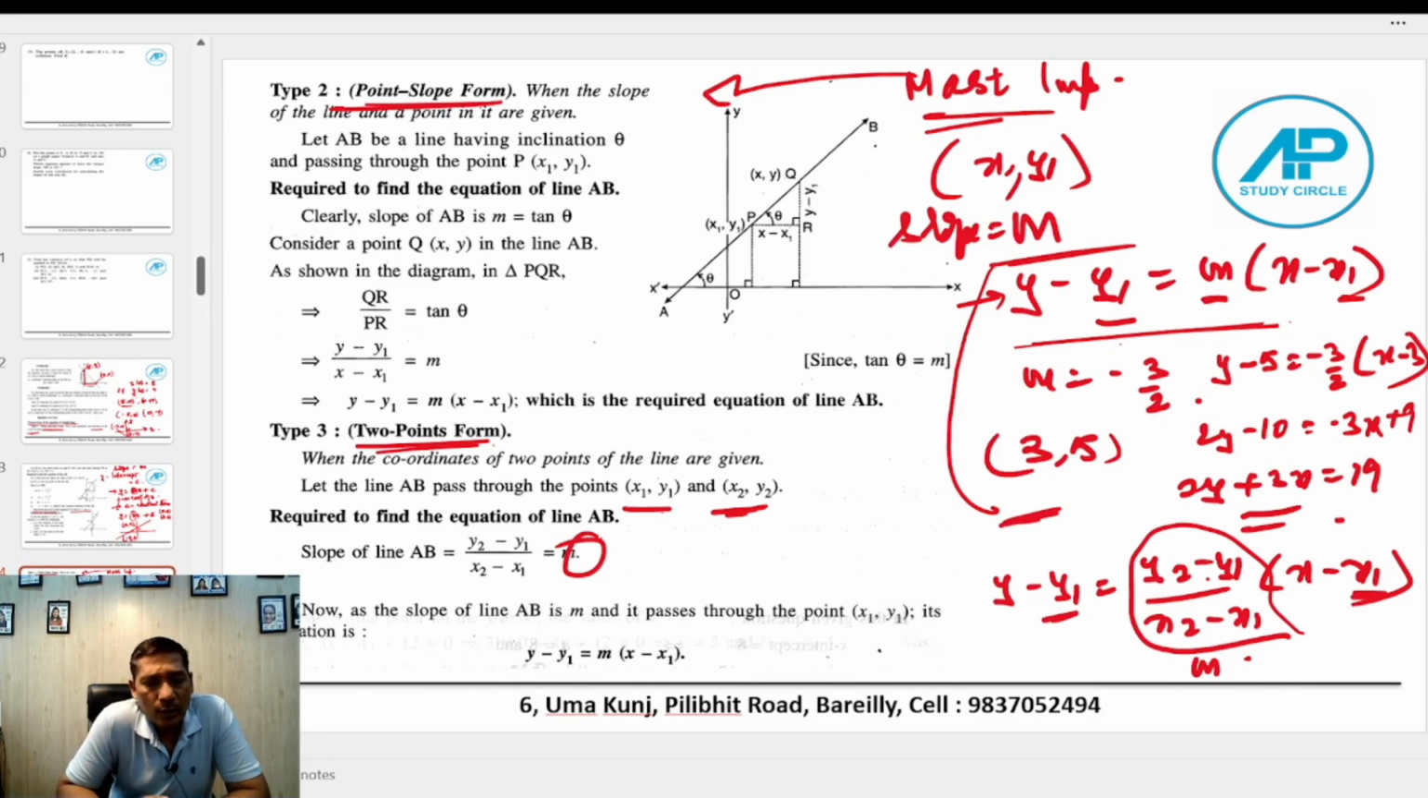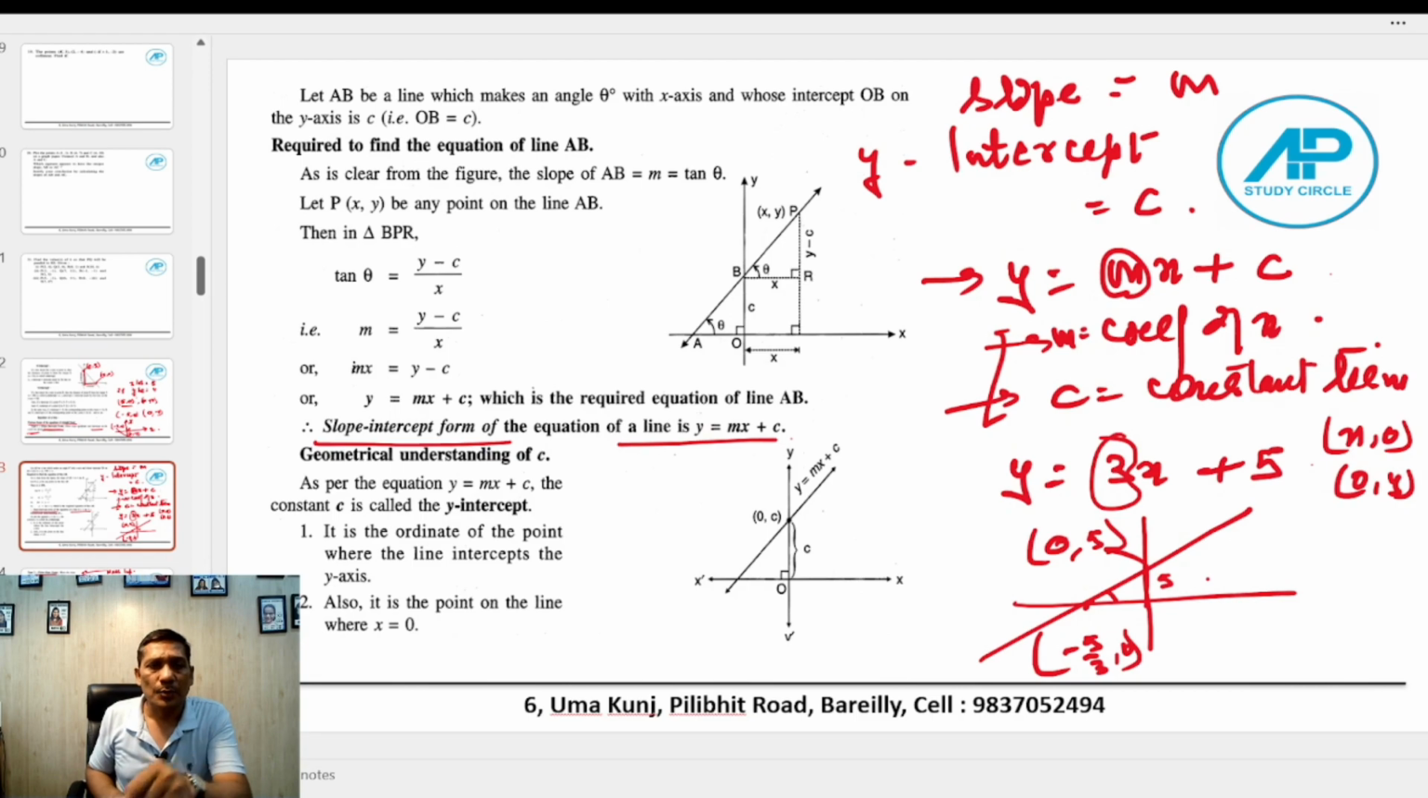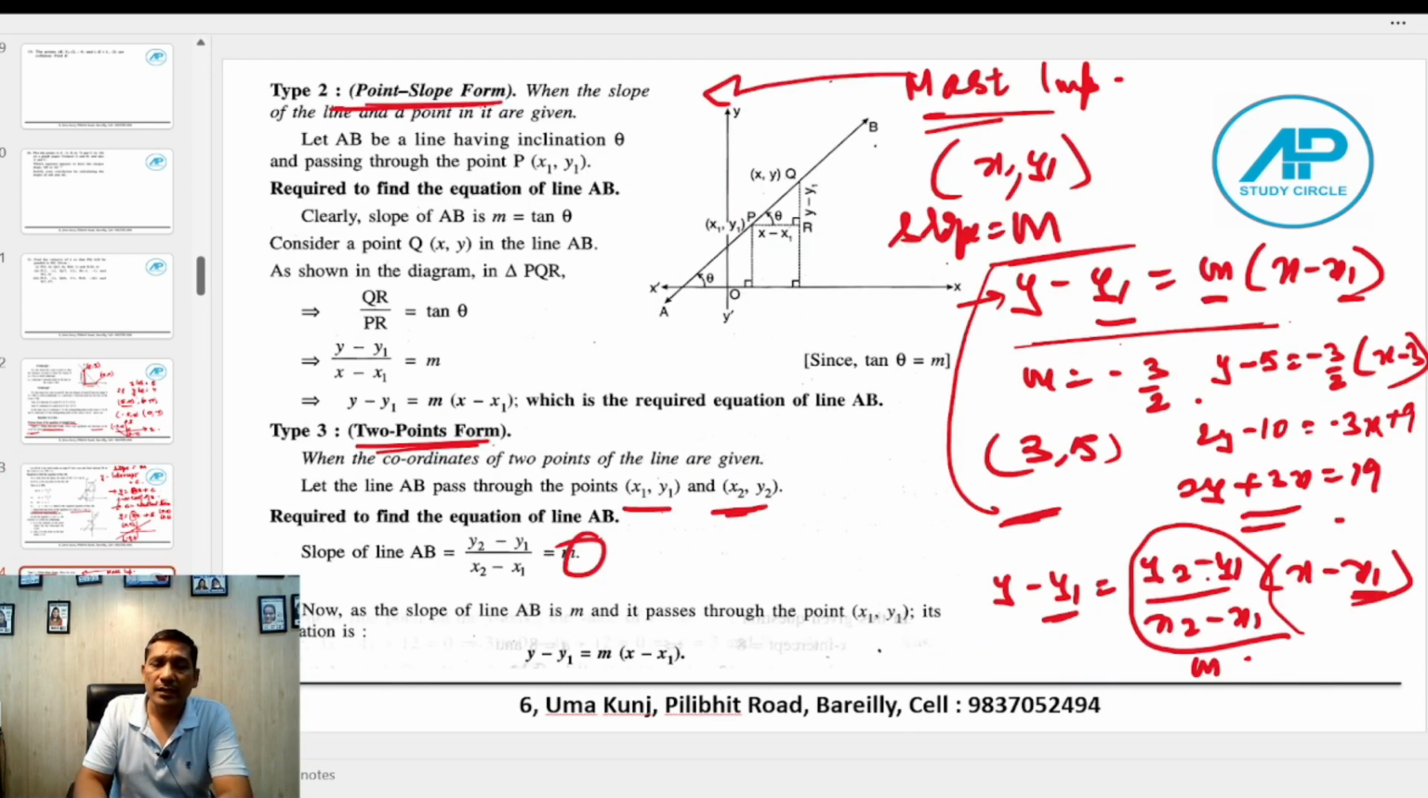I hope I'm clear about these three forms of line. So the first one I discussed is the point slope form. The previous one was the slope intercept form. Next, which one is it? One point form, one point slope form.